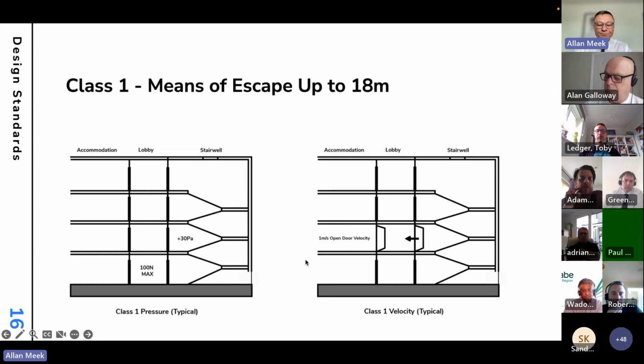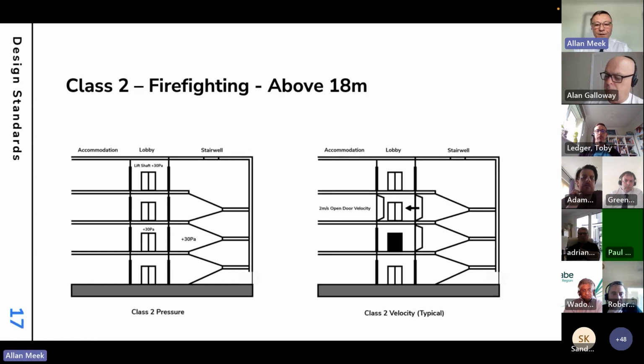And then for firefighting, we have pressurization at 30 pascals. Typically, we'd have a firefighting lobby, which would also be 30 pascals pressure differential, and we'd have a lift shaft, a firefighting lift shaft, and possibly an evacuation lift shaft, also pressurized to plus 30 pascals. The open door velocity, and this is where the national annex comes in.